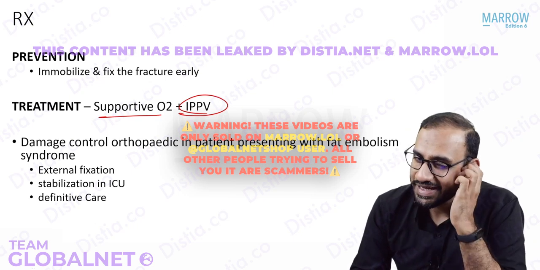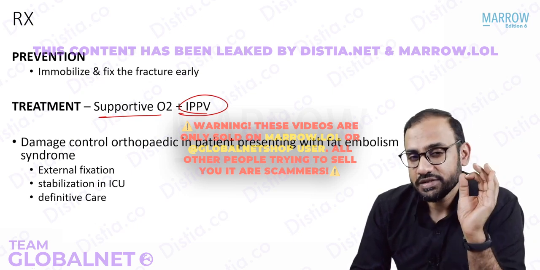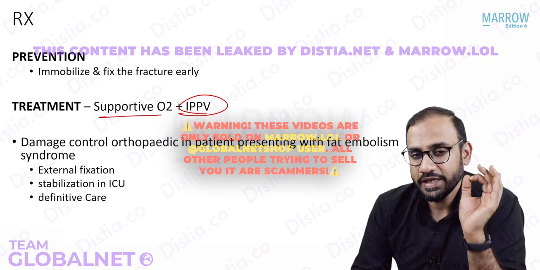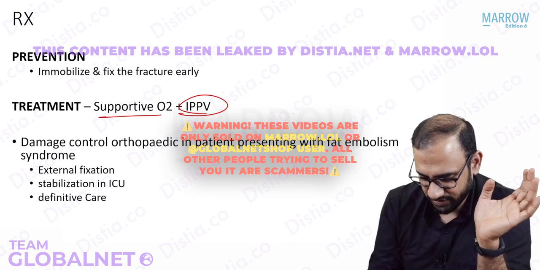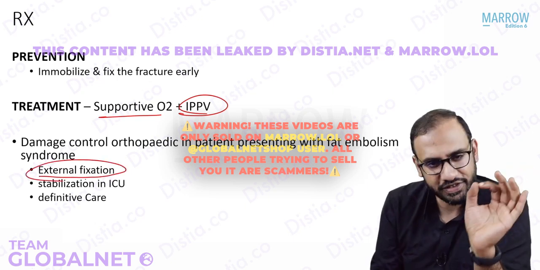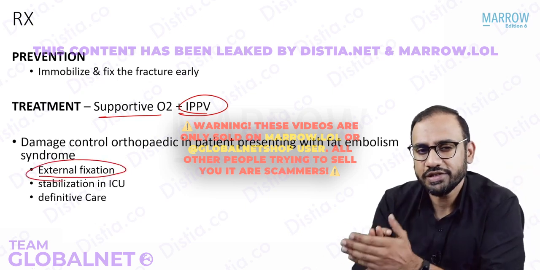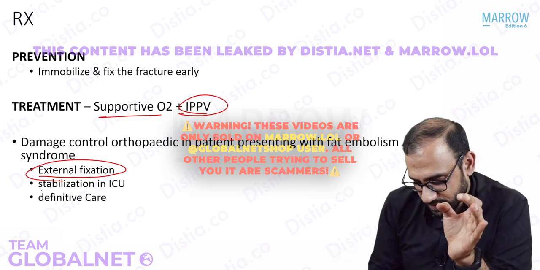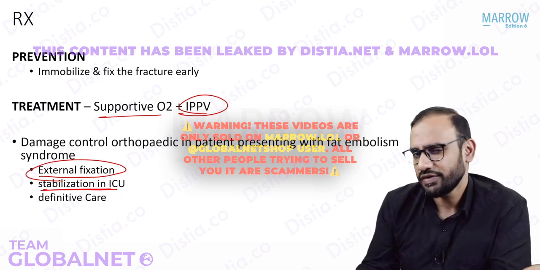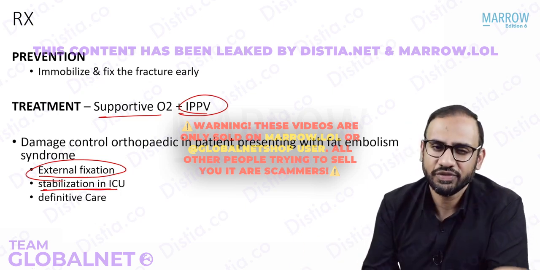Damage control orthopedics, the aim is to minimize the insult to the patient with surgery. You have to temporarily stabilize the fracture with an external fixation. Send the patient to ICU to be stabilized completely. Once the patient is stabilized in the ICU, then you can do whatever you want. You can do a definitive treatment with a nail.